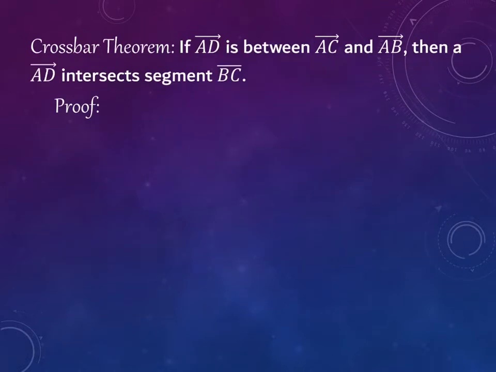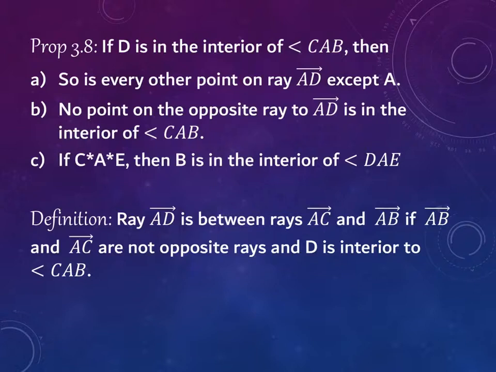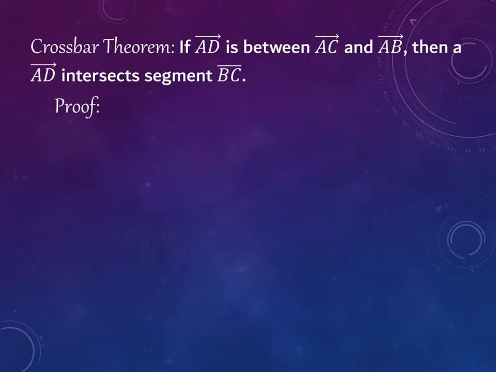All right, the crossbar theorem is based on betweenness. Let's go back to betweenness real quick to remind us where we were before. We had a ray that was between two other rays if they were not opposite rays and the point it went through from the vertex was interior to the angle. So that was what betweenness meant for rays. And then we have this theorem based upon that: if ray AD is between rays AC and AB, then the ray AD will intersect the segment BC.